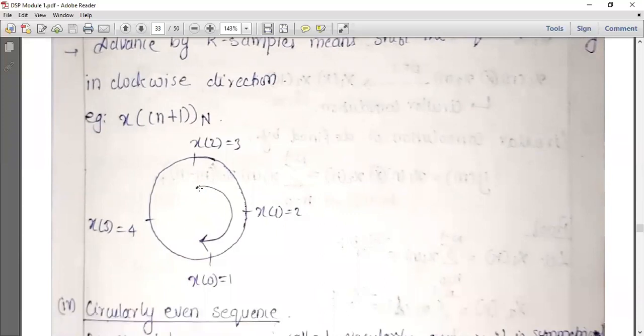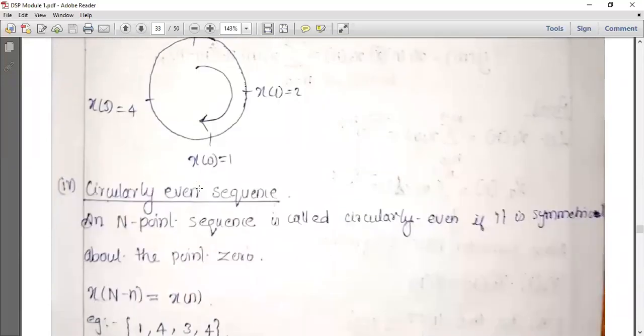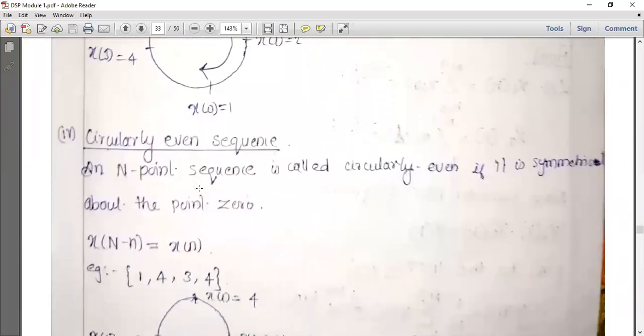Okay, then we have next point, circular even sequence. An N-point sequence is said to be circular even if it is symmetrical about the point 0. Point 0 ക്ക് സിമെട്രിക്കൽ ആണ്, അതായത് point 0 ക്ക് സെയിം വാല്യൂസ് ആണെങ്കിൽ ഈവൻ സീക്വൻസ് എന്ന് പറയും.